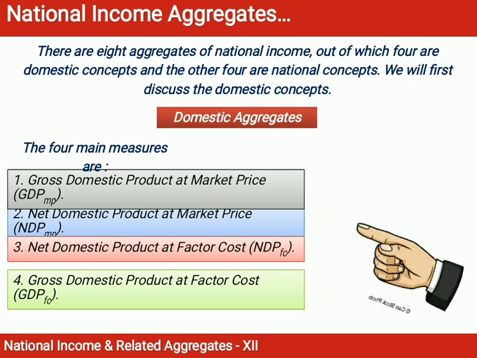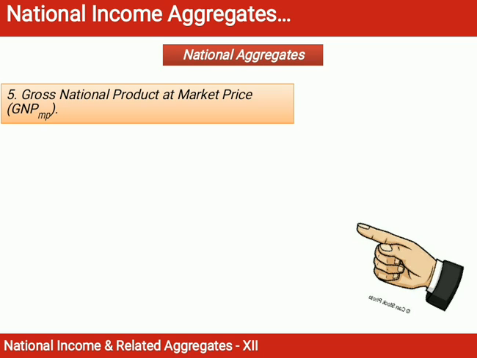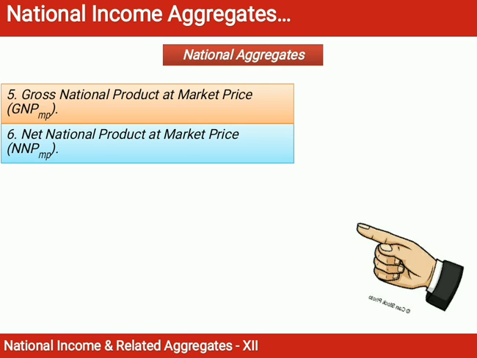These are the 4 domestic aggregates, and now the 4 national aggregates. First is GNP at MP. GNP at MP refers to the gross market value of all final goods and services produced by normal residents of a country during an accounting year. And what is the meaning of NNP at MP? NNP at MP refers to the net market value of all final goods and services produced by the normal residents of a country during a period of 1 year.